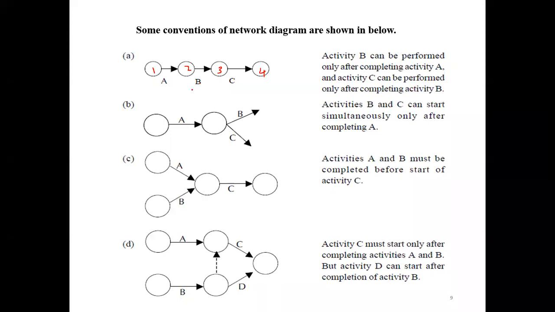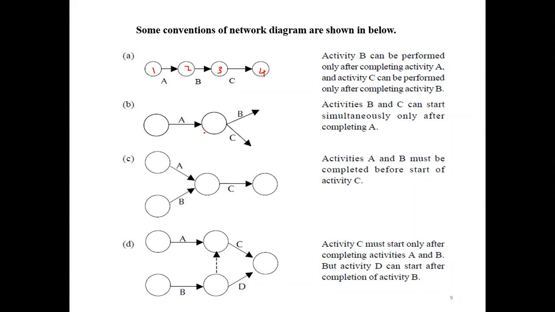That means immediate predecessor. We only consider the very immediate predecessor, right? Then we are not focusing on successor activities. Now only the immediate predecessor activity do we have to pay our attention to when drawing the network diagram.